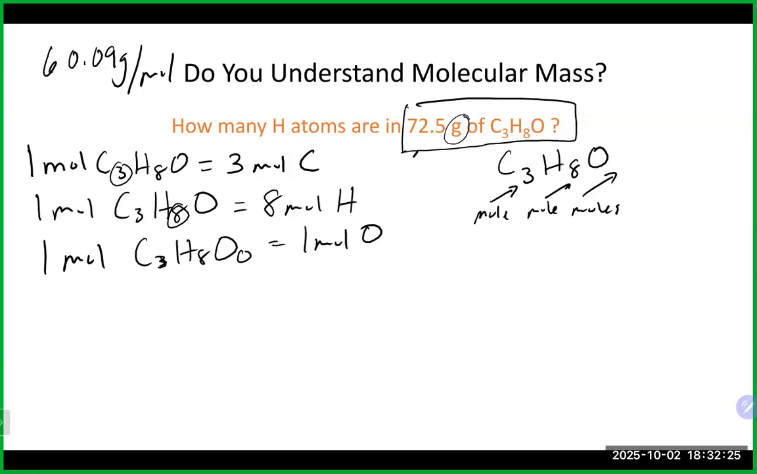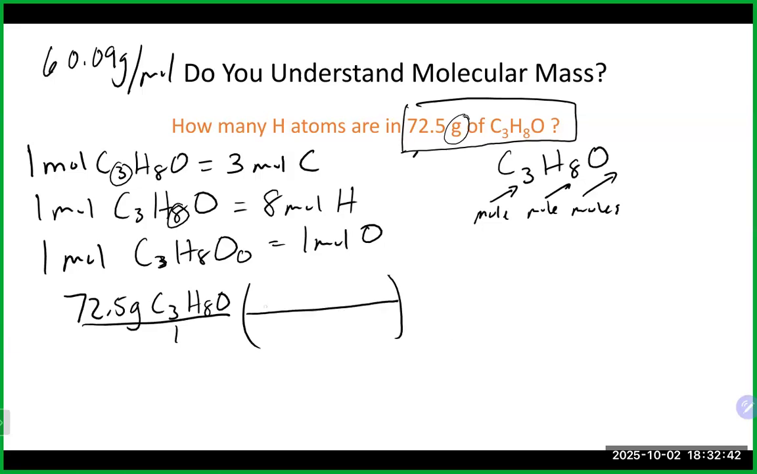And we would obviously get that from the periodic table, just like we did in the previous problem. So the first thing I'm going to do is take 72.5 grams of C3H8O. And again, just going to do a normal dimensional analysis here to get rid of grams. So we're going to go 60.09 grams of C3H8O per 1 mole of C3H8O. The grams are going to cancel. And if I stop right there, I'm in moles of the entire thing.